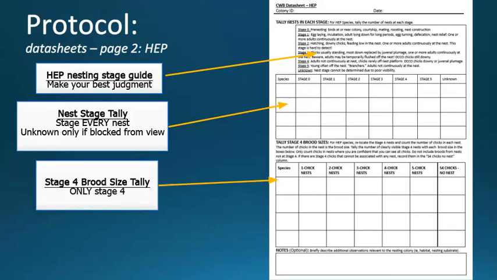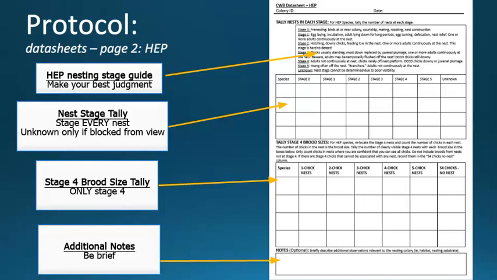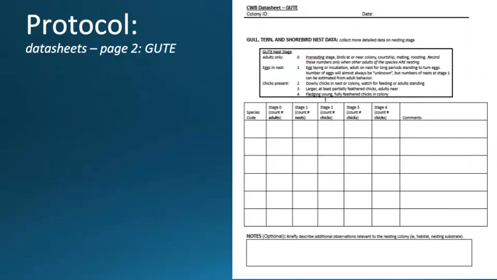For stage 4 nests only, tally up the nests based on their brood sizes, 1-chick nests, 2-chick nests, etc. Do not record this information for nests in any other stage. We focus on stage 4 because it is the easiest for accurately counting chicks and gives us the best information about fledging rates. At the end of the page, you can fill in any additional notes about the colony that have not been captured elsewhere.